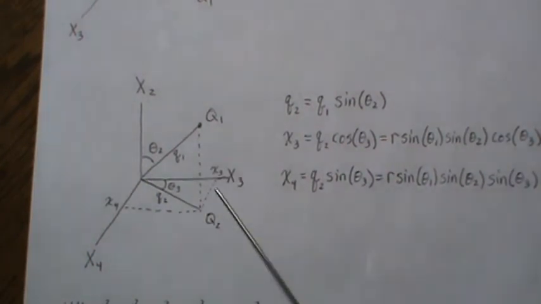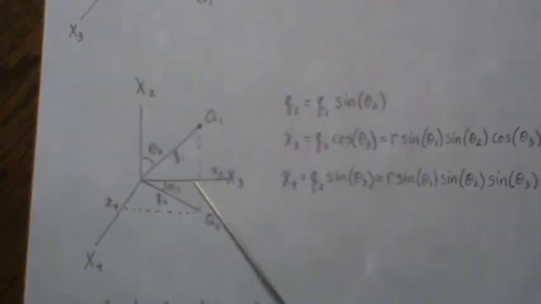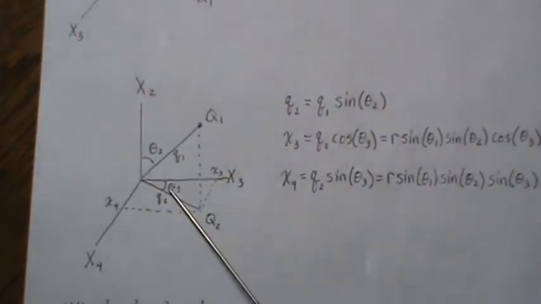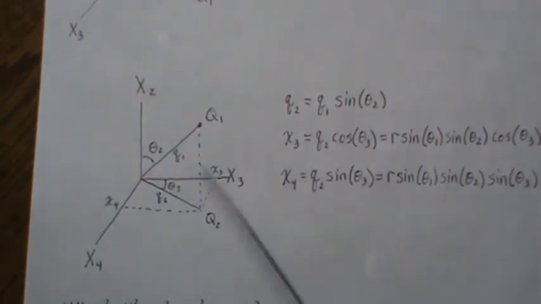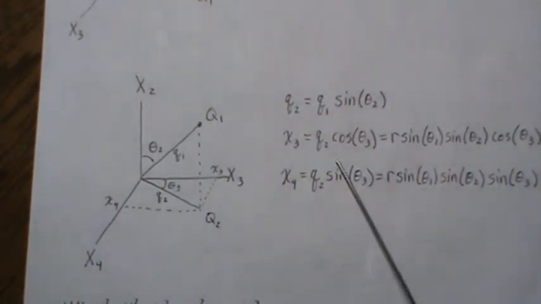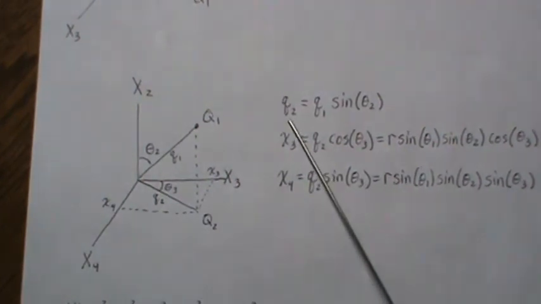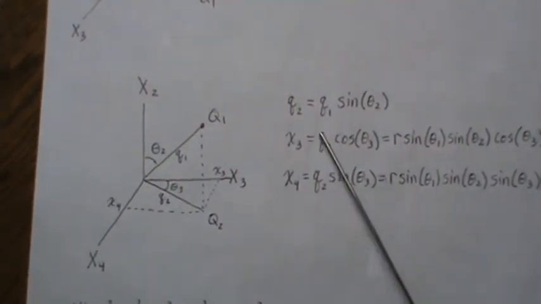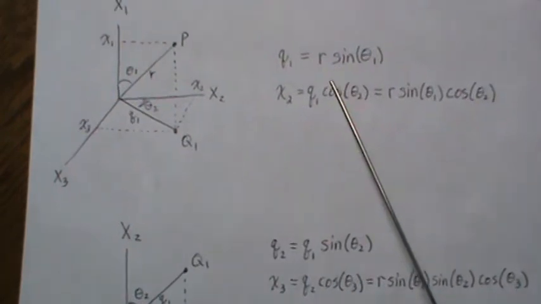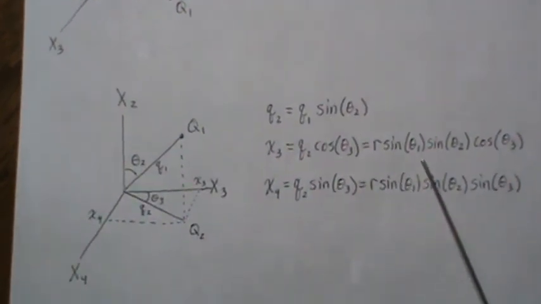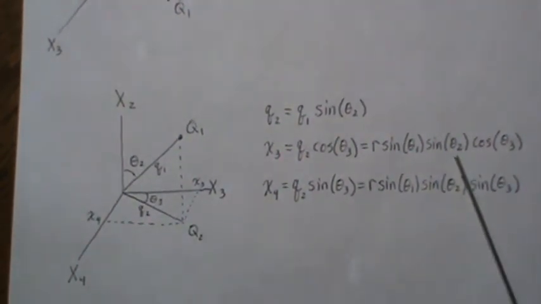Now to find x3, right, we know this is q2, and we want to find x3 here. So the cosine of theta 3 is this over q2, and you can kind of back solve for x3, right? But q2 was this, and then q1 was this up here. So you can kind of put all those pieces together and you get this.